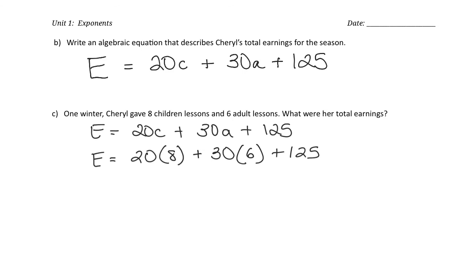Anytime you replace a letter with a number, you are going to put that number inside a bracket. So now, how do we read this? This reads as 20 multiplied by 8 plus 30 multiplied by 6 plus 125. We are going to perform all of these operations in order to get a total number of earnings. So even when solving algebraic equations, you still need to follow order of operations or BEDMAS. So before we can do any of the addition, we need to perform the multiplication.